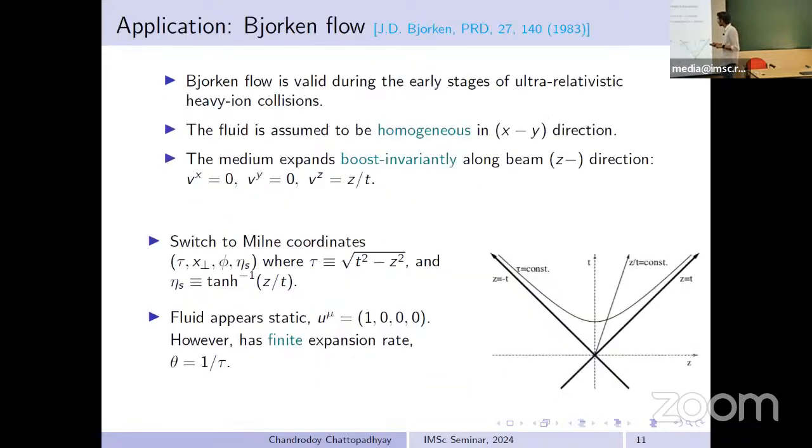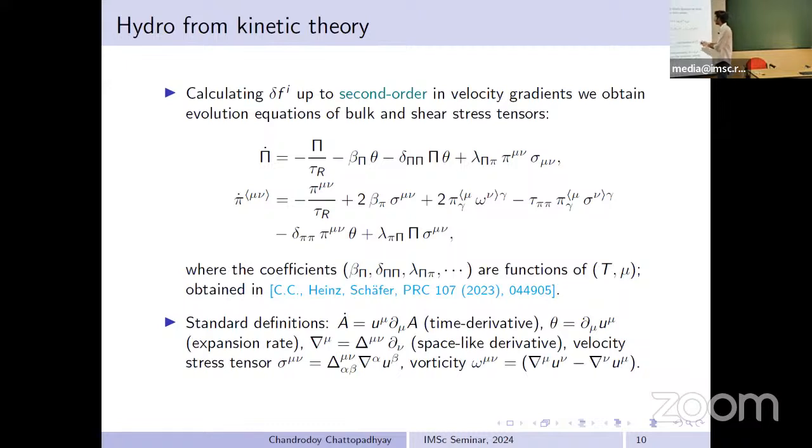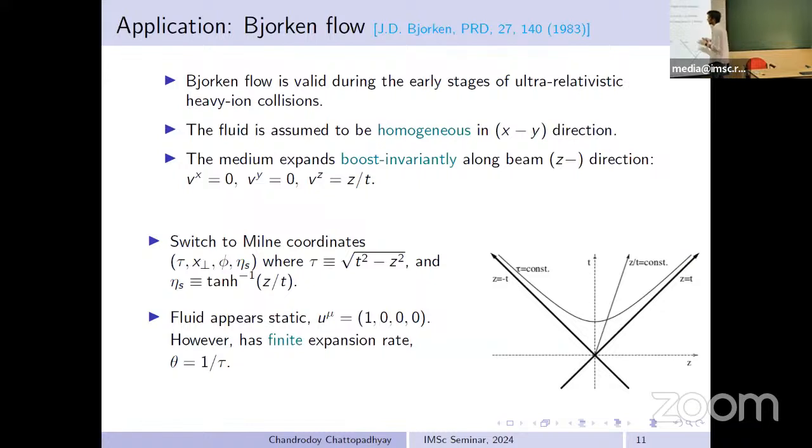So at this stage, we have some hydrodynamic equations which describe the evolution of components of T^{μν}, where these are the off-equilibrium corrections: bulk viscous pressure and shear stress tensor. Now we'll take a simple flow profile which describes the early time evolution in heavy ion collisions, namely Bjorken flow, where the medium expands boost invariantly along the collision direction. There is no transverse dynamics. So V_z of the fluid is z/t. It's called boost invariant because if I boost this profile, I get V_z' equal to z'/t', so its form remains unchanged.